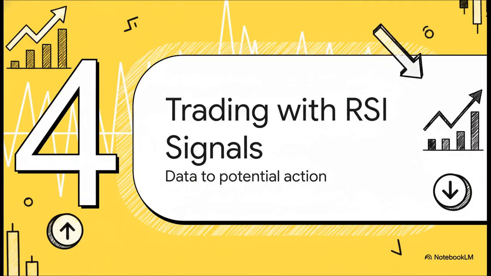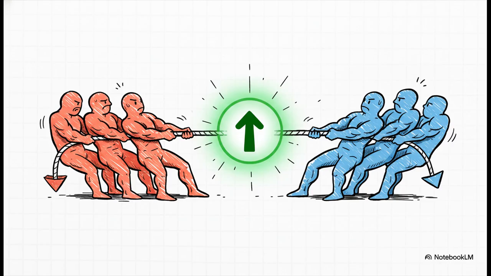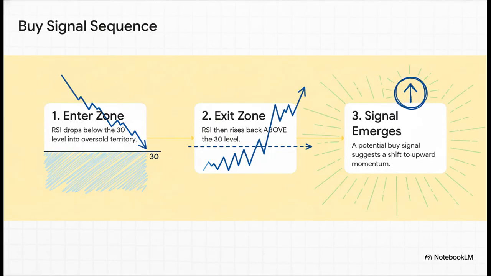Okay, so we get the zones. We know how to read them. But the real question is, how do traders turn this information into an actual plan? How do you go from data to a potential action? Let's start with the potential buy signal. This signal is all about spotting that exact moment when the selling pressure finally gives up and the buyers start to take over. So here's the classic sequence for a buy signal. First, you watch the RSI drop below that 30 level, entering the oversold territory. But, and this is the most critical part, the signal doesn't happen yet. The real signal for a lot of traders is step 2, when the RSI climbs back up and crosses above that 30 line. That crossover suggests the sellers have lost control and momentum is now potentially shifting to the upside.